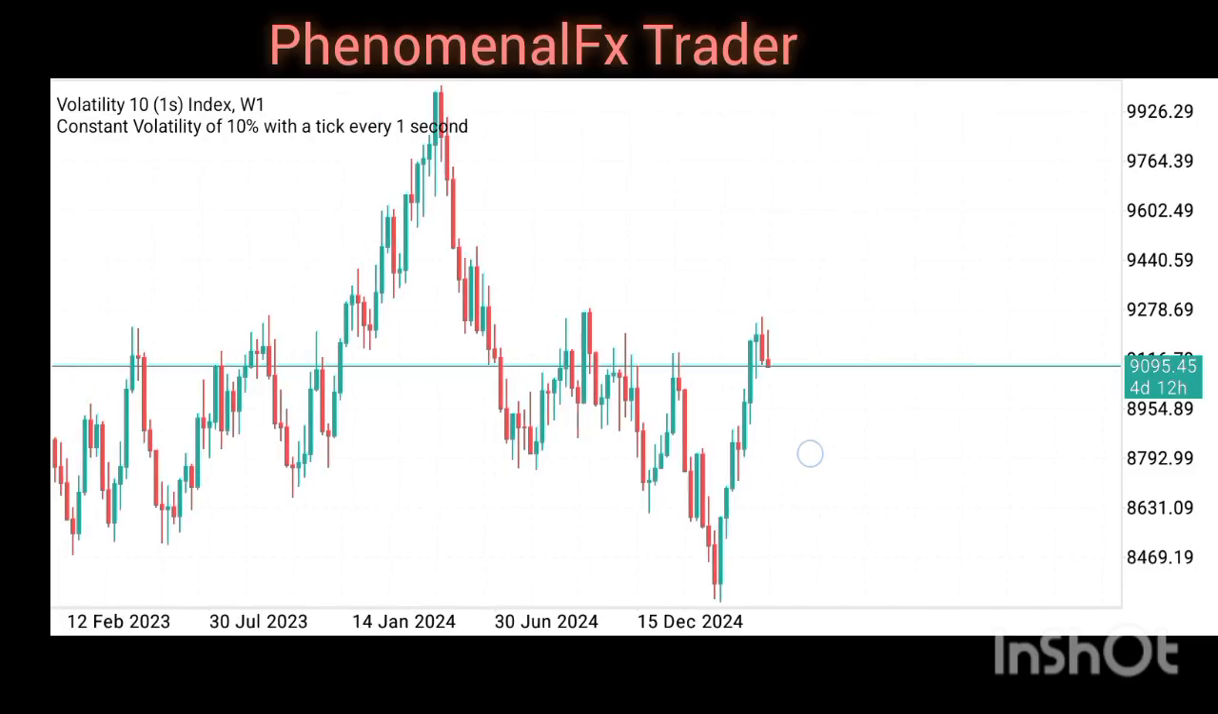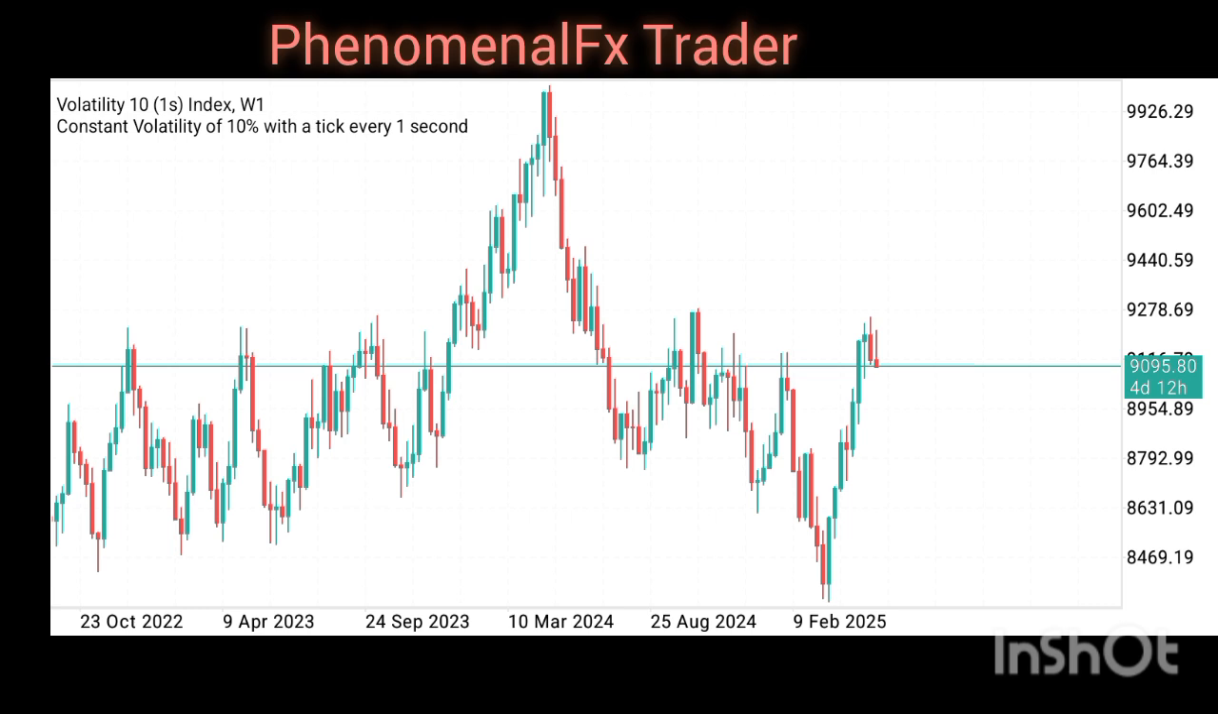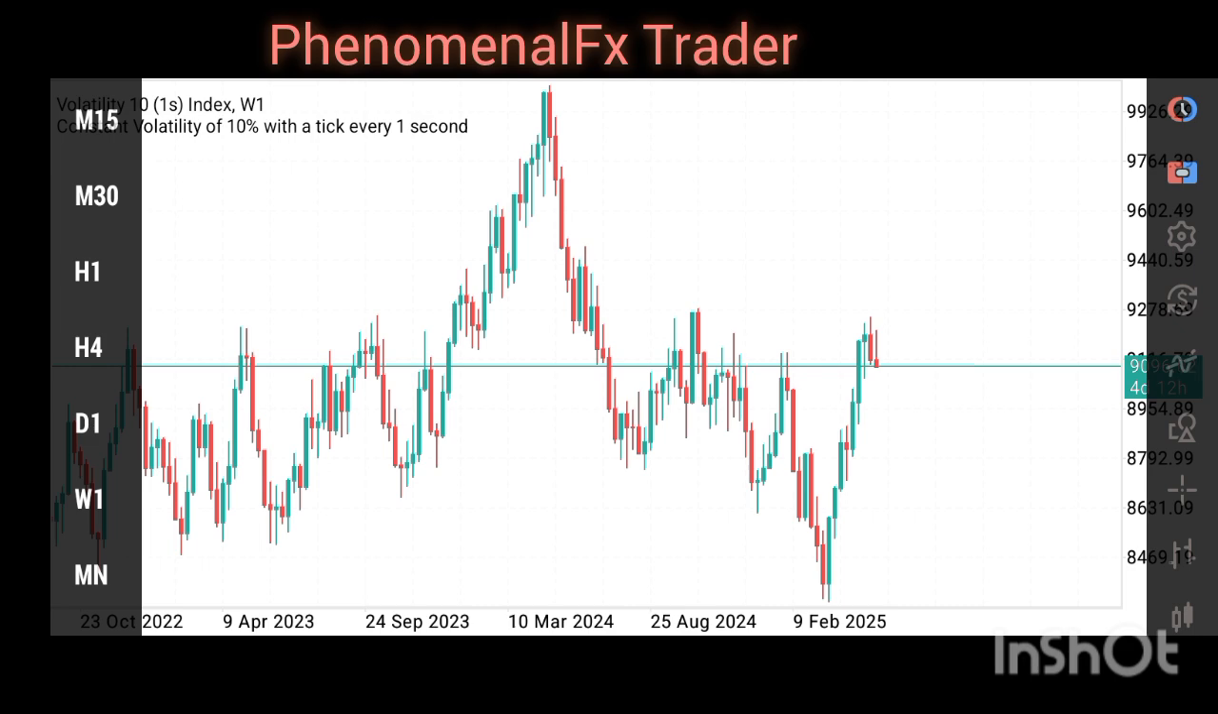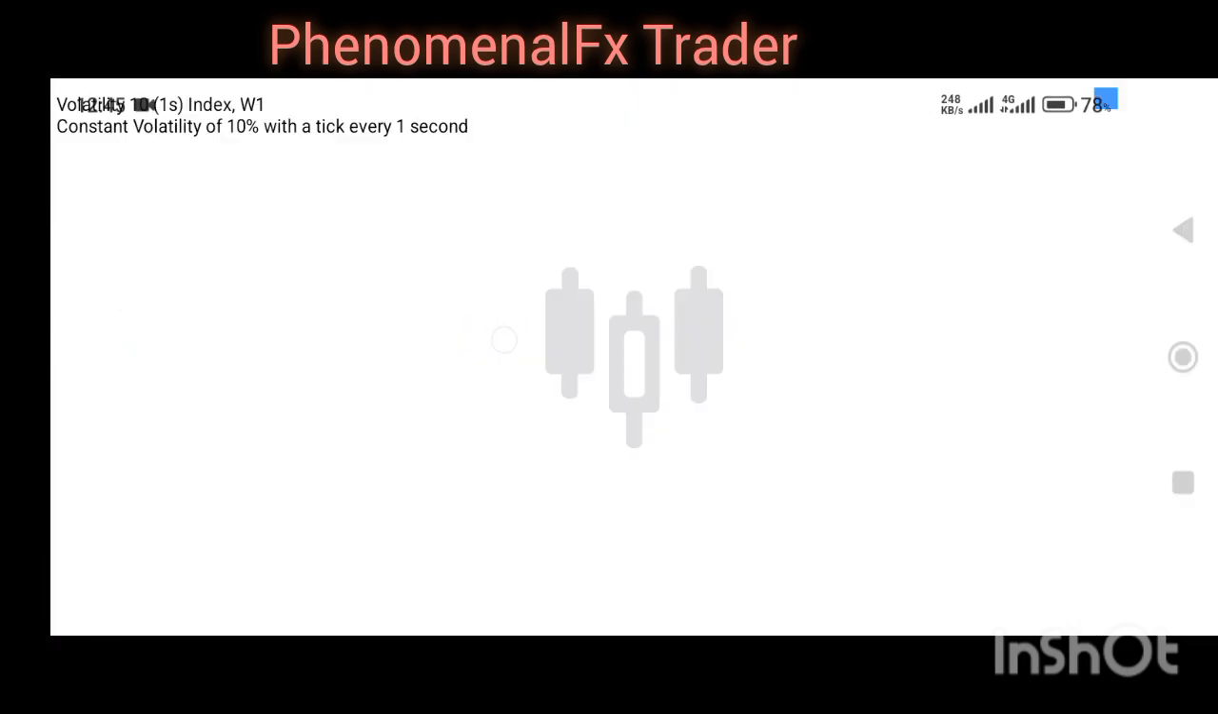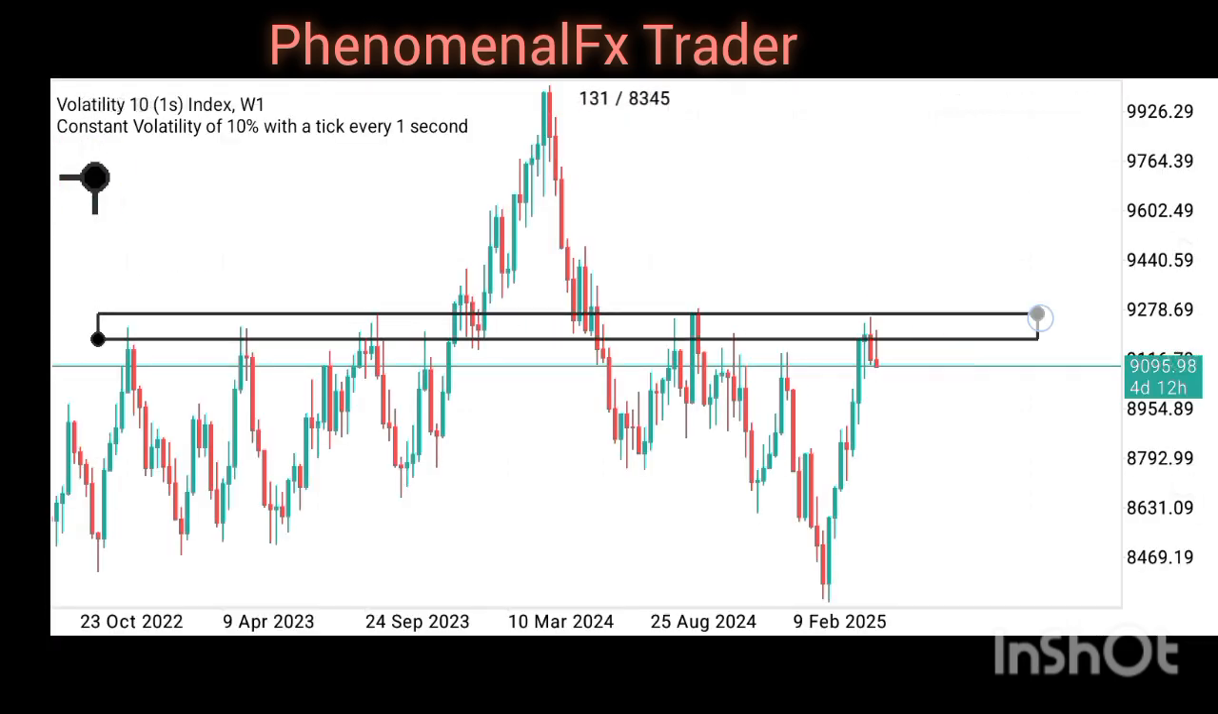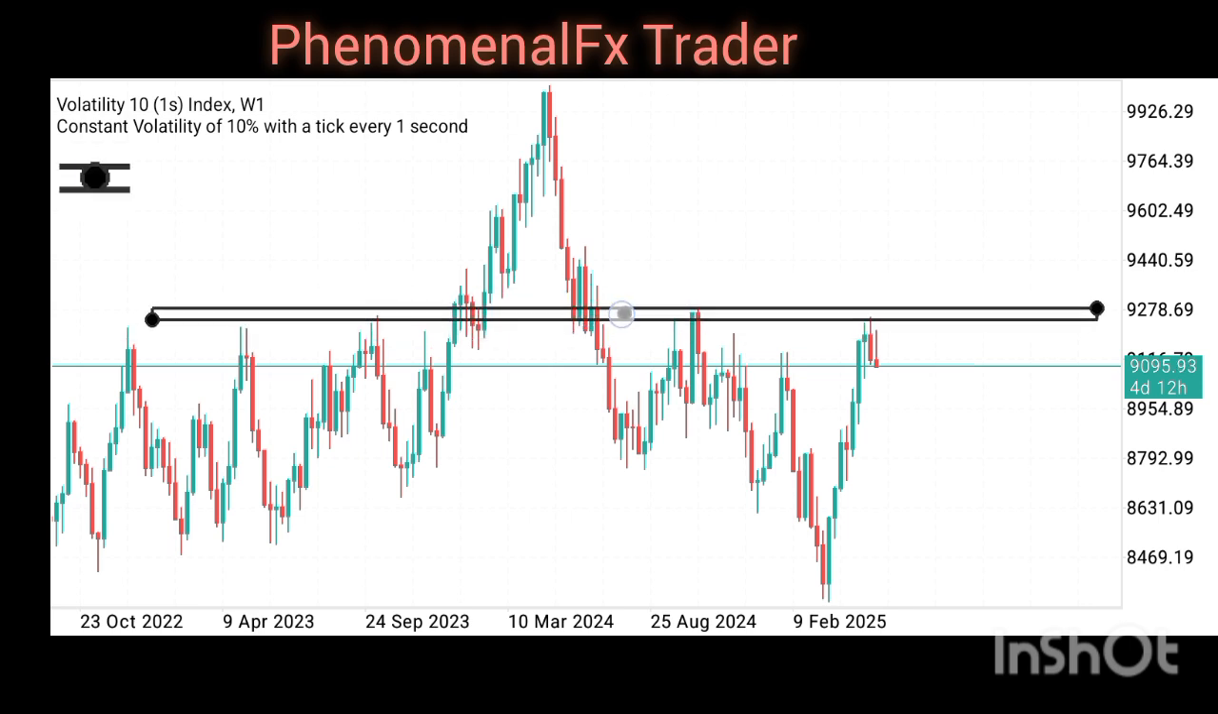So in today's video we are going to be analyzing this particular pair here, VIX 10 1AS index. And as we can see, this is the weekly time frame. We want to do a top-down analysis. Then looking at what we have on this chart, we see that the market is trying to sell from a very strong zone of resistance, which is right here.